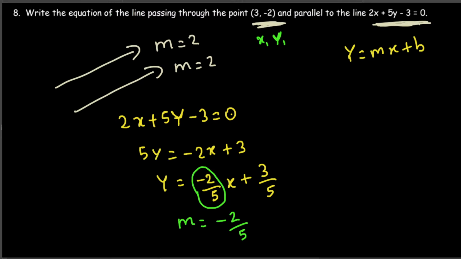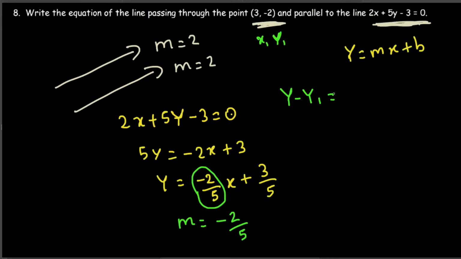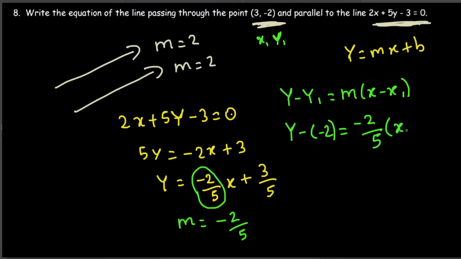So let's go ahead and bring that equation right here. y - y1 = m(x - x1). Now let's go ahead and plug in all the values. y1 is -2, so I'm going to plug it right here, and then m we found out is -2/5. I put that one right here, and then x we keep as it is, and x1 is 3.